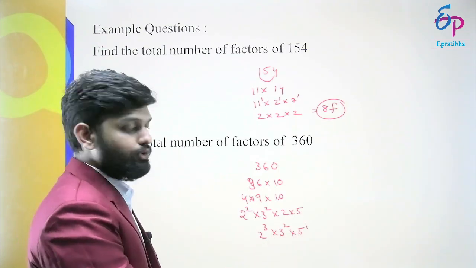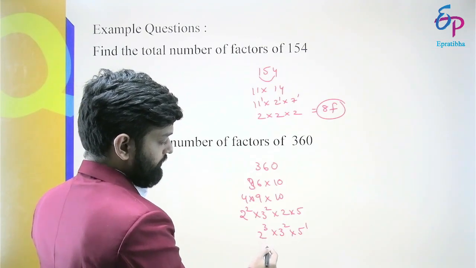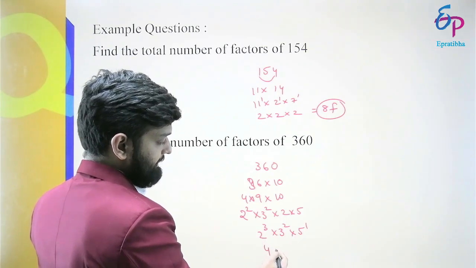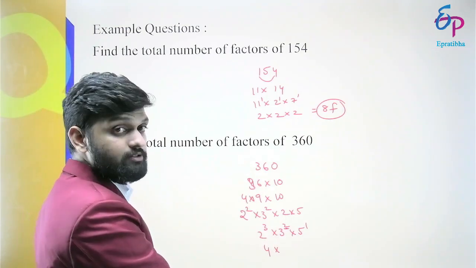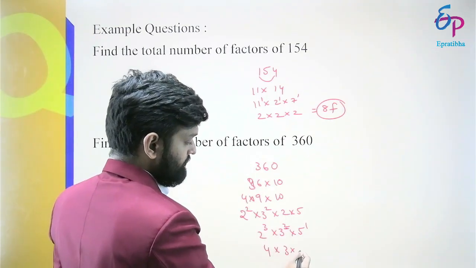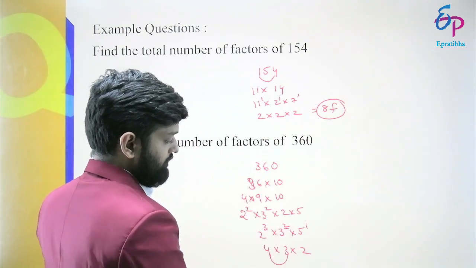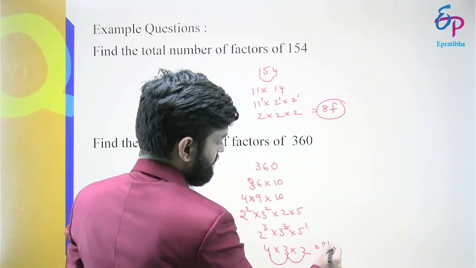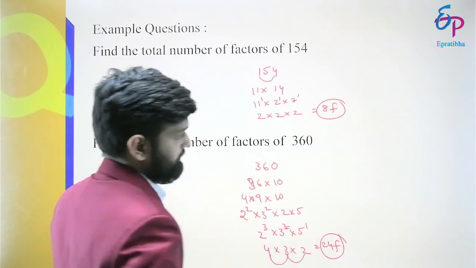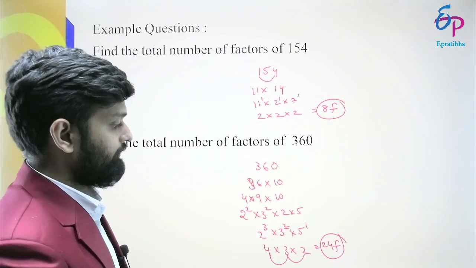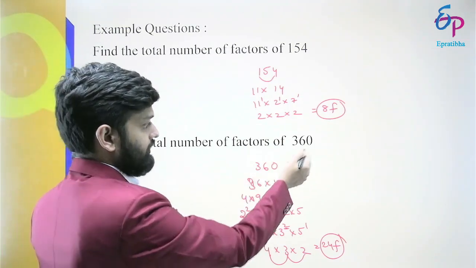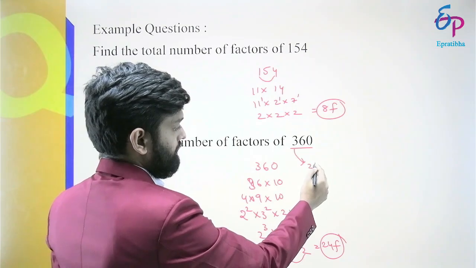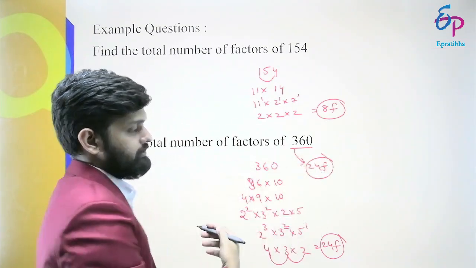So what is 2 cube? For 2 cube, the exponent plus 1 is 4. What can 3 square be written as? Exponent plus 1, it is 3, and it is 2. Now 4 into 3 into 2, it is 24 factors for 360. So for 154 only 8 factors are there, but 360 has so many factors, right? That's why it will have 24 factors.